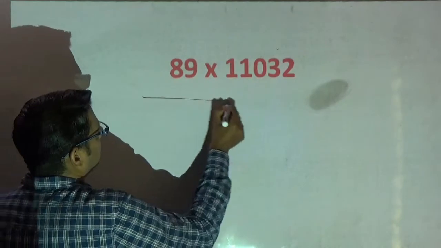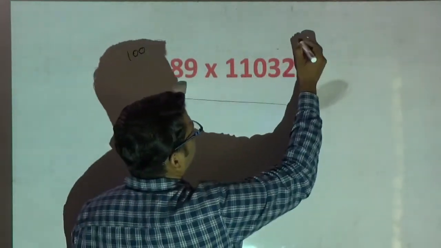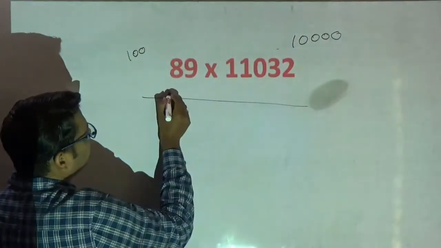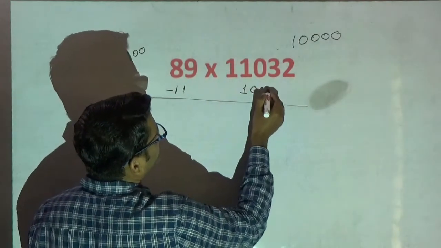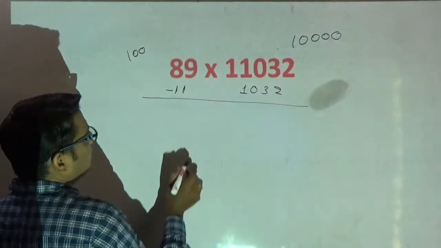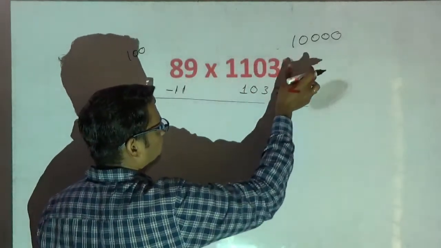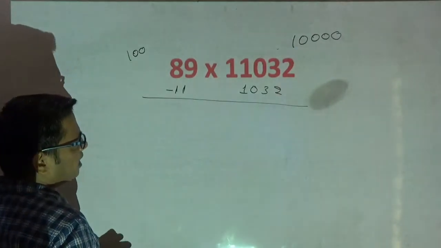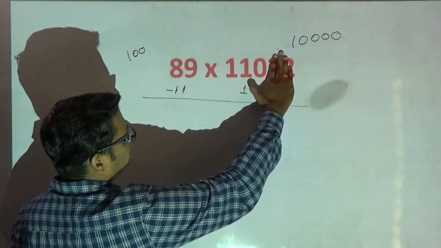Now, the base for this number is what? 100. The base for this number is what? 10,000. Okay, this is below base by how much? 11. This is above base by 1032. Now, here one number is below base and one number is above base, but the base for both the numbers is different. Okay, what is the technique I told? Two digits means you should consider three digits now. You can close this.